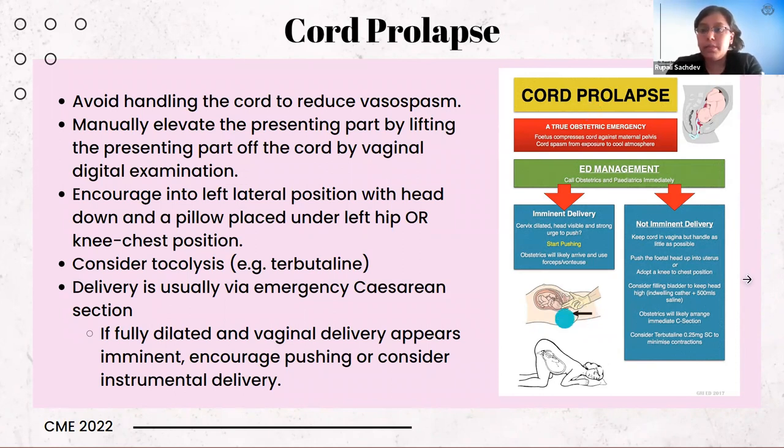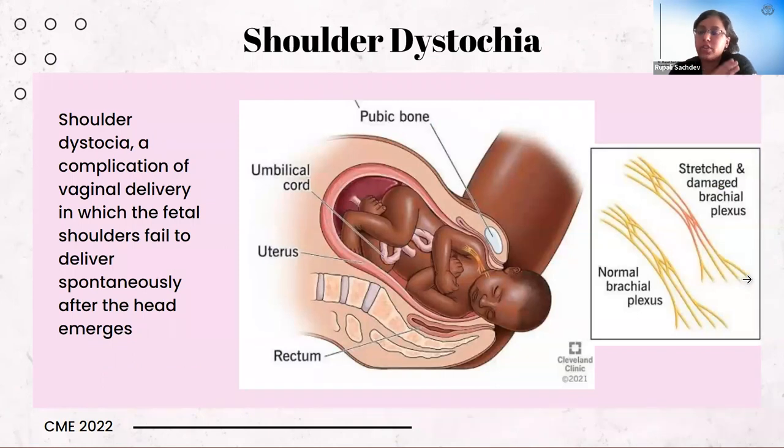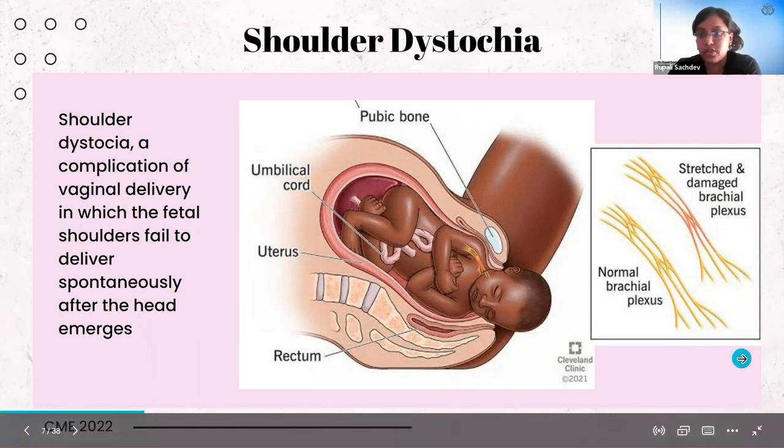Okay. Moving on, we have something called shoulder dystocia. Now, this is a complication of vaginal delivery in which the shoulder, usually the left side, fails to deliver spontaneously after the head has come out. So when you saw the mechanism and the stages, you saw that the head came out and then the shoulder came out. If that does not happen normally, your shoulder can get stuck inside, which can lead to damage to the brachial plexus, which is one of the commonest causes of brachial plexus injury.